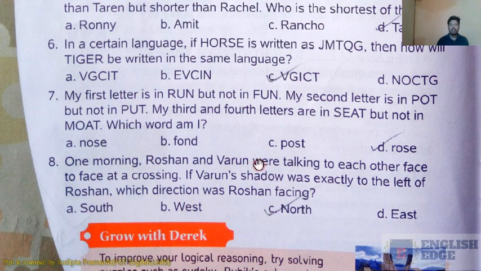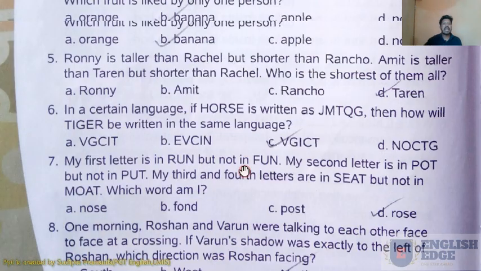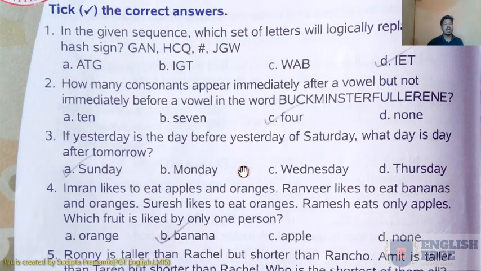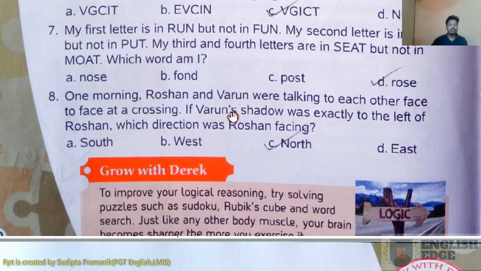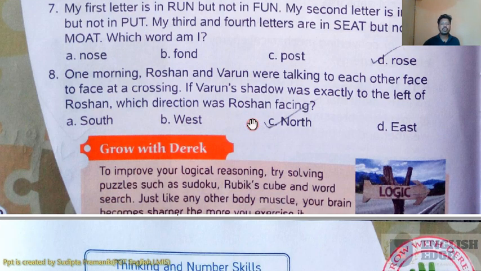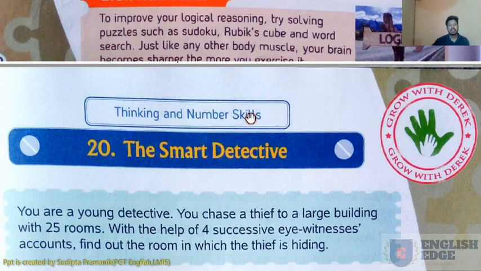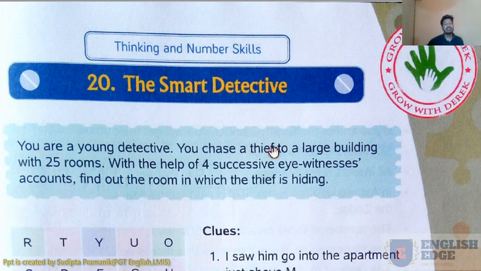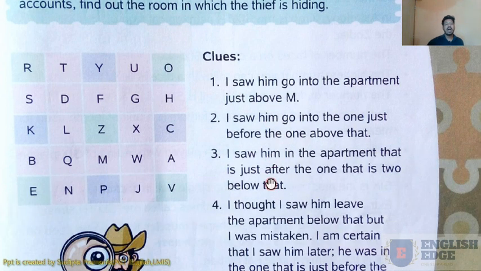So that was chapter 19, logical reasoning. I have also given you the answer. Now go to the next chapter, that is 20, the smart detective. This chapter is not so important. Still here I am giving you the answer. Here N is the answer. I'll tell you how in the live class.